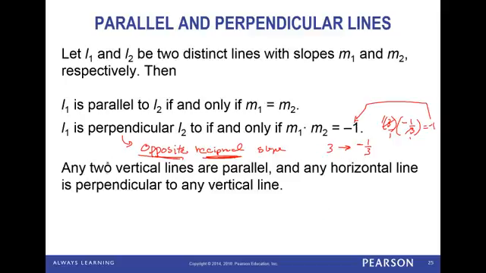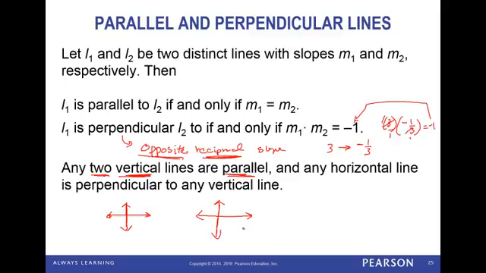Okay, and another thing we need to know is if you have two vertical lines, they are always going to be parallel. And if you have two horizontal lines, they will always be parallel. And any vertical line is always going to be perpendicular to any horizontal line, and vice versa. So any horizontal line will always be perpendicular to any vertical line.